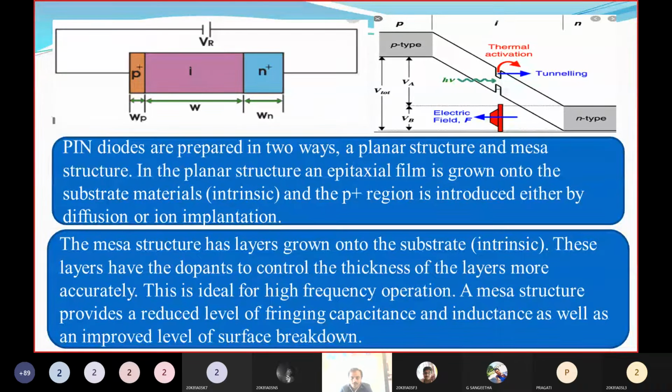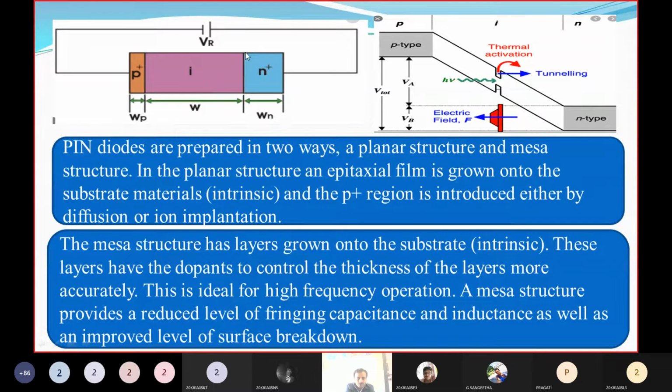In case of the planar structure, an epitaxial film is grown onto the substrate material. What is the substrate material here? This is the intrinsic region, meaning a pure semiconductor like silicon. Silicon is the intrinsic semiconductor, so if you take silicon as your substrate, on that silicon we grow an epitaxial N-type film. Epitaxial means a very thin, crystally ordered film.